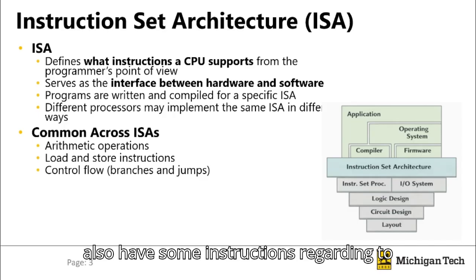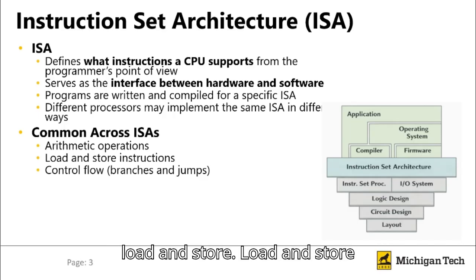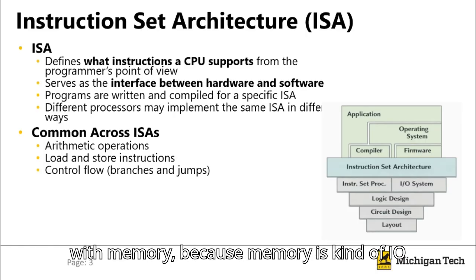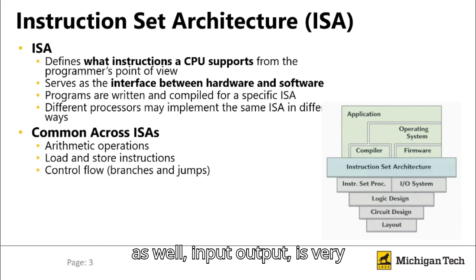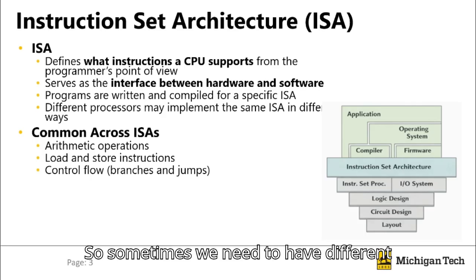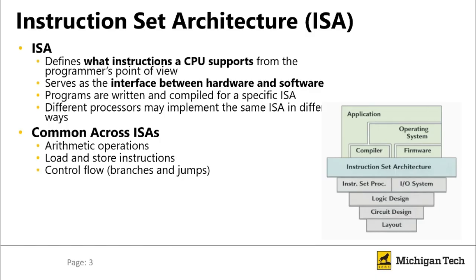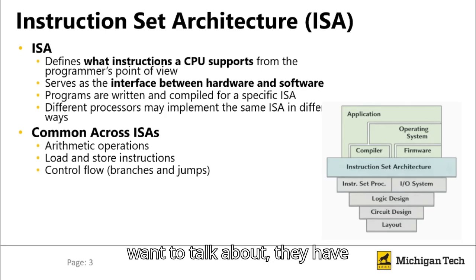We also have some instructions regarding load and store. Load and store are the types of instructions that work with memory. Working with memory is kind of I/O as well, input output, and it is very slow compared to the CPU. So sometimes we need to have different instructions for them. And those kinds of computers that we want to talk about have different instructions for load and store. We're going to see why.